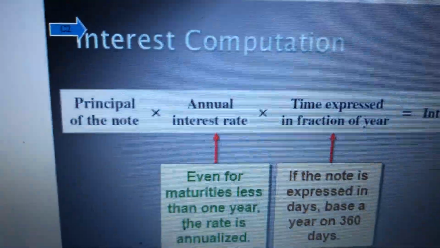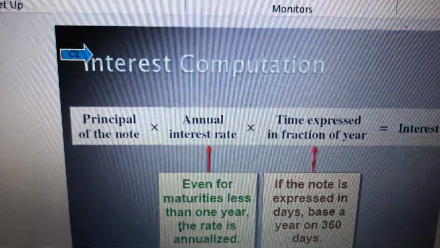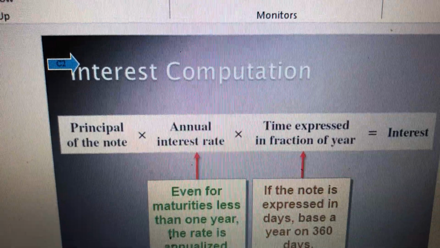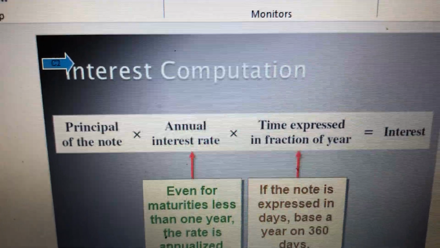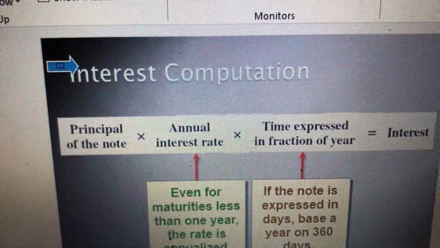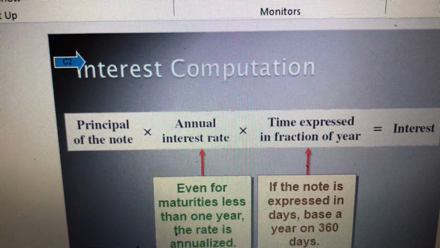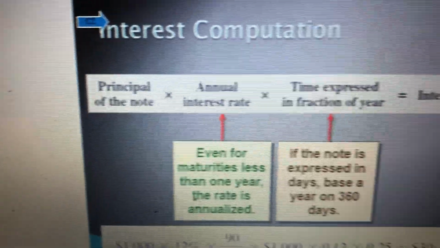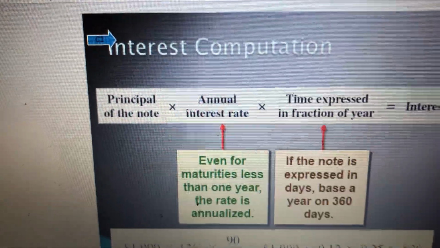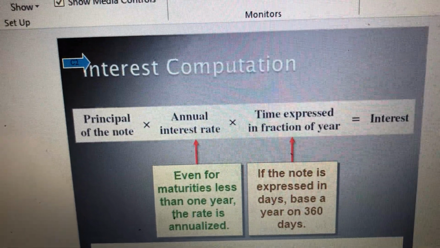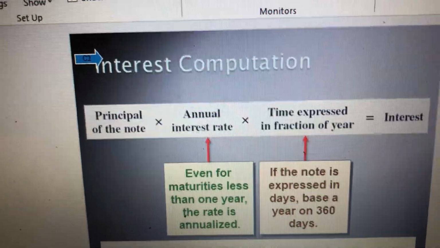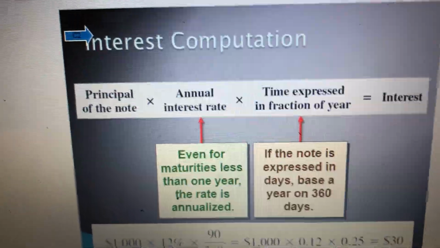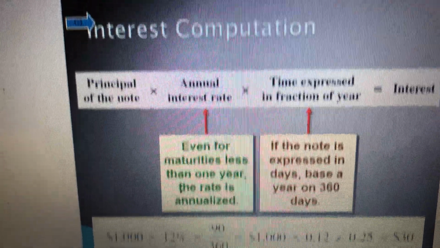Now, in your PowerPoints, there's a computation here. Principal means the main sum, times your interest rate, times the fraction of the year that Julia had the note, divided by 360. And we use 360 because that's what the banks use. It gives them a little bit more interest. So 365 is not what they use. They use 360 in their computations.